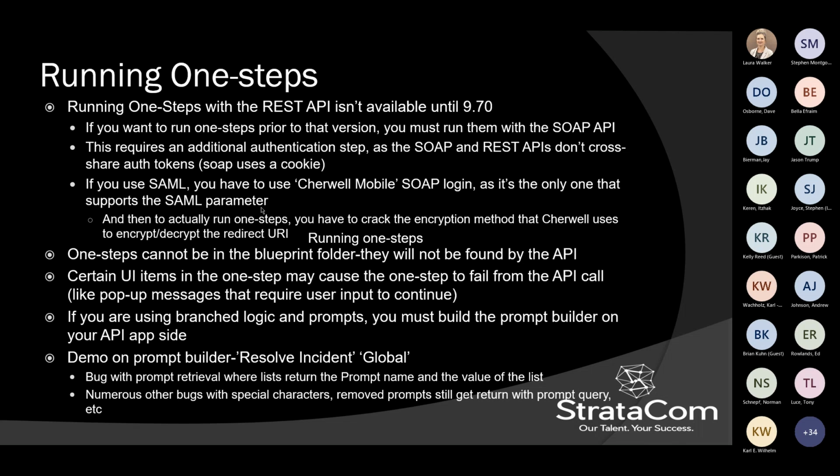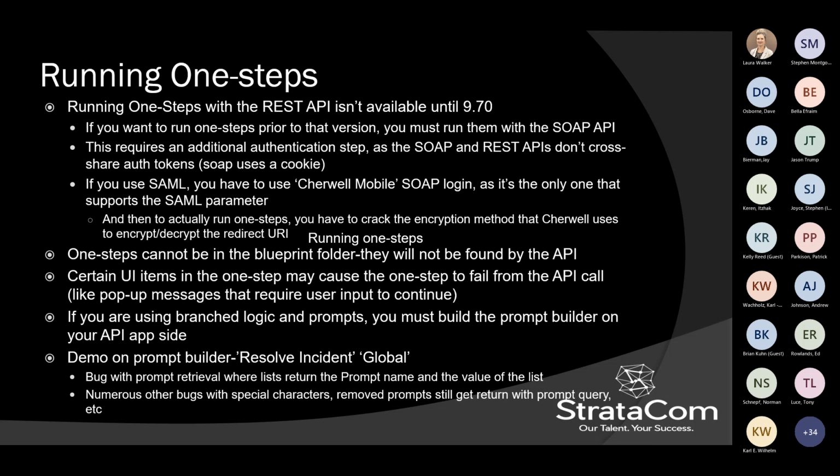Certain UI items in the one step may cause the one step to fail from the API call, like pop-up messages that require input. Especially in version 10, that stuff's really broken. So any input that's not a parameter, you've got to turn off. Otherwise, it'll just hang. If you're using branch logic and prompts, you must build the prompt builder on the API side.